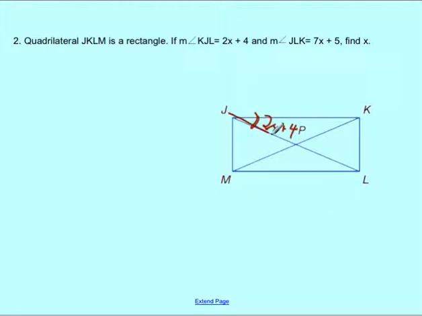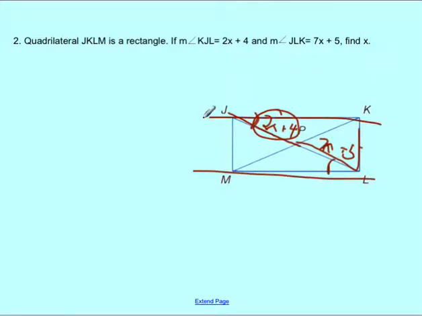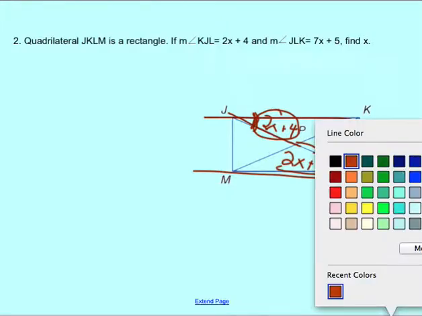Then here, JLK is 7x plus 5. Well, here's what I know. This angle has to be congruent to this angle here. Remember, these 2 lines are parallel. So this angle and this angle are alternate interior angles. So this guy down here also has to be 2x plus 4. Well, these 2 angles have to form a right angle because it's 90 degrees in the corner.